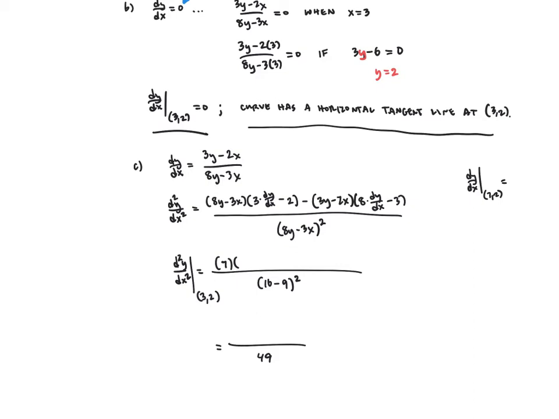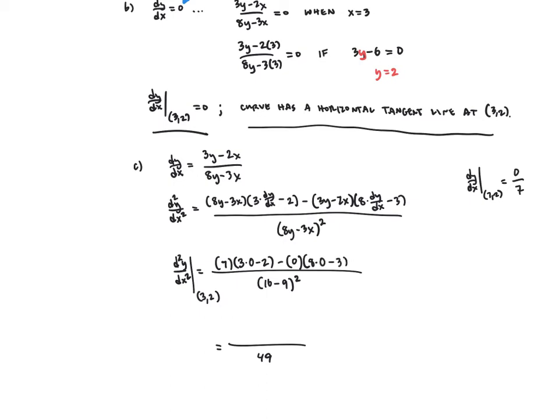So dy dx, of course, was 3y minus 2x. Well, 3 times y is 6 minus 2 times x, excuse me, 2 times 3 is 6. So you get a 0 over 8 times y, which is 16, minus 9, which is 7. So dy dx will equal 0. This will be 3 times 0 minus 2, minus 3y minus 2x, which came out to be 0, times 8 times dy dx, which was also 0, minus 3.